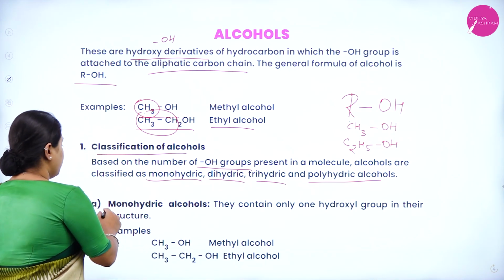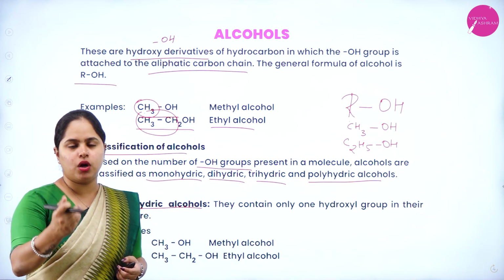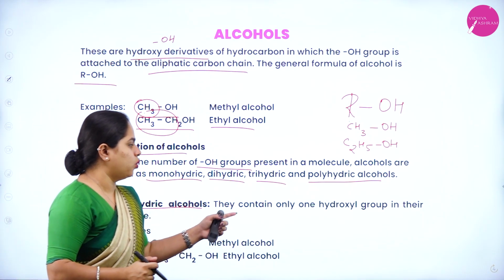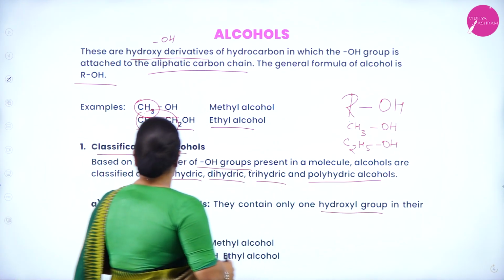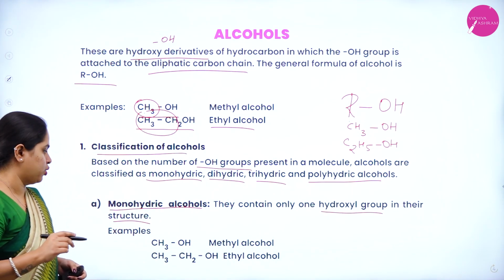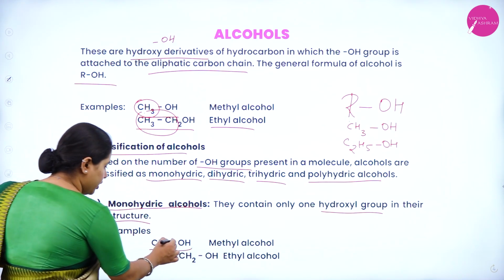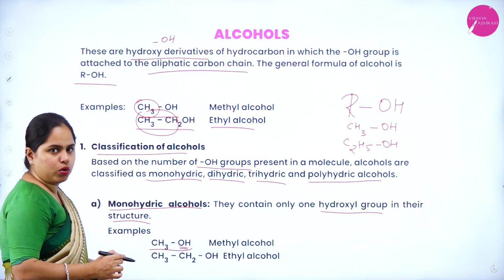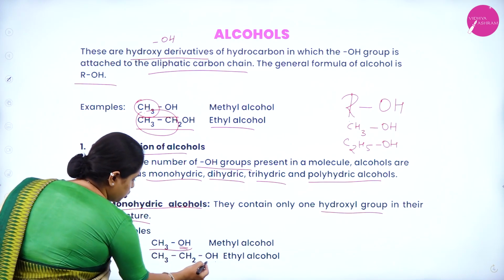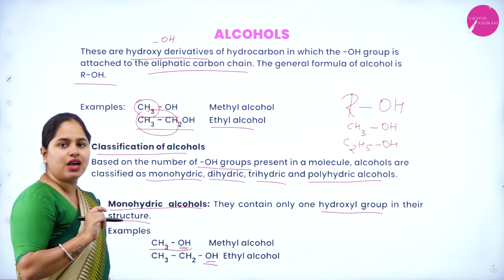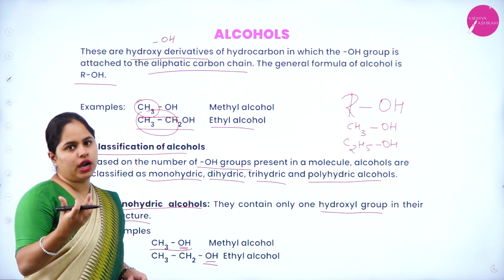So the first one is monohydric alcohol. Just now I told monohydric means only one OH group will be there. So they contain only one hydroxyl group in their structure. So methanol, CH3OH. As you can see, only one OH group is there. CH3CH2OH, here also only one OH is there. So both of these are examples of monohydric alcohol.